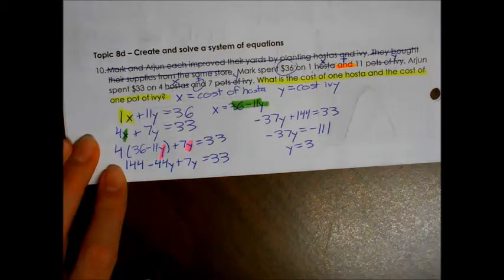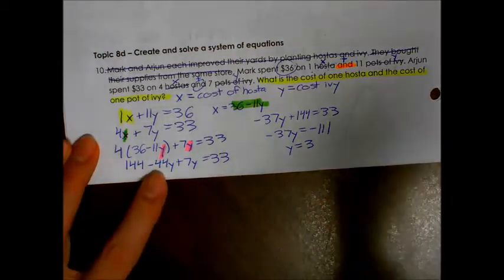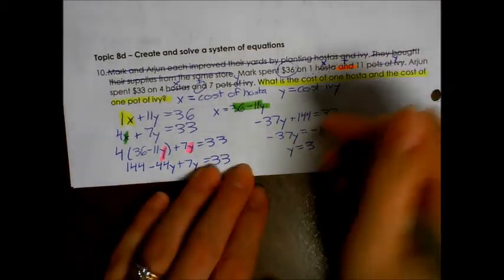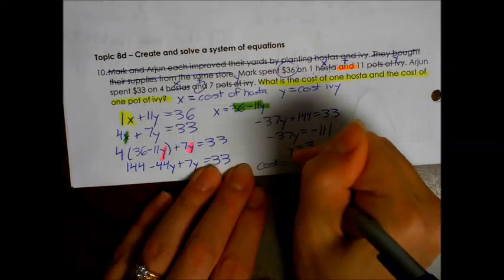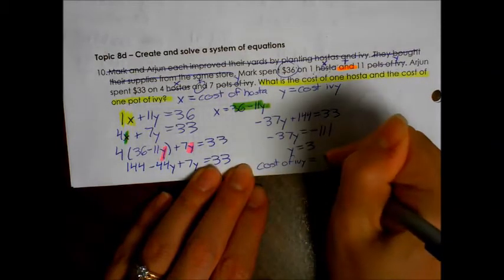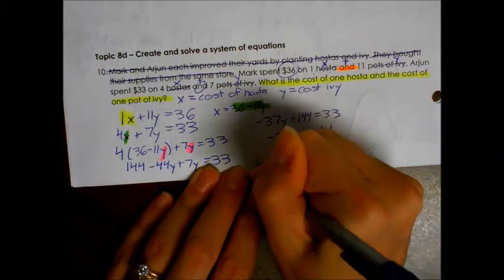Now again, this is asking for the cost of ivy, and when you have a word problem, you should actually put your answer in words. I should say the cost of the ivy equals $3.